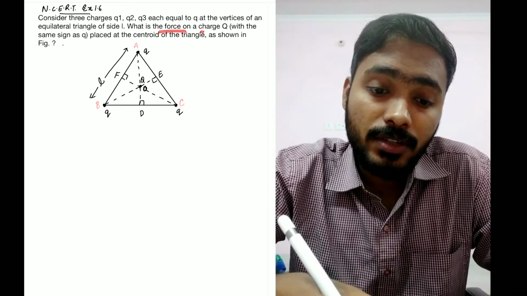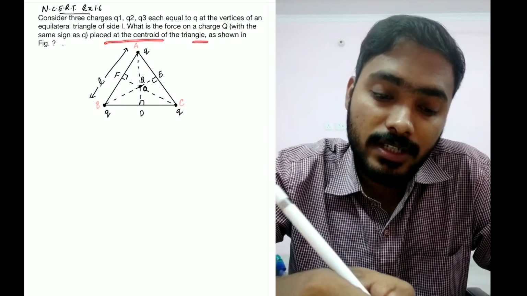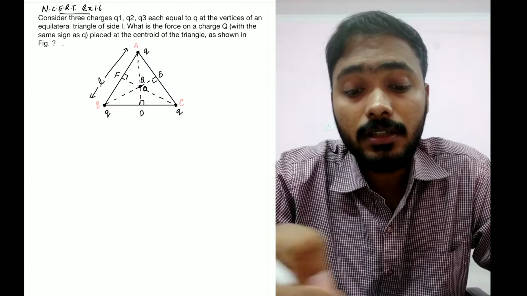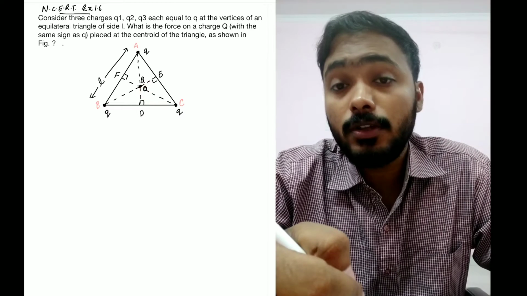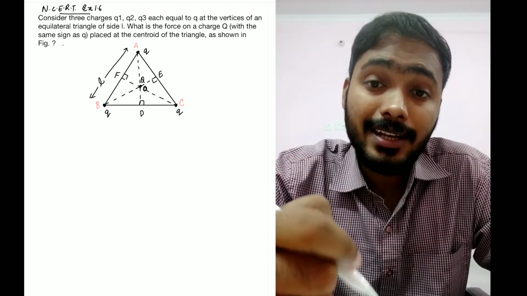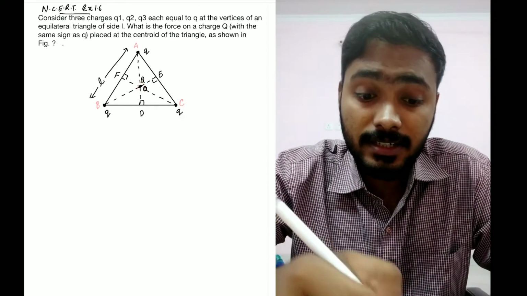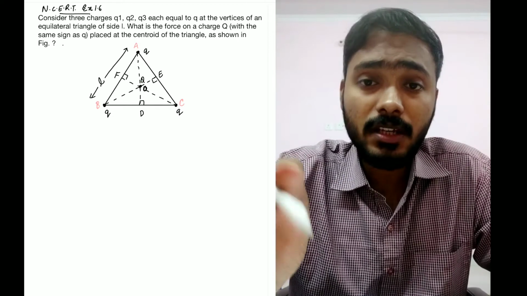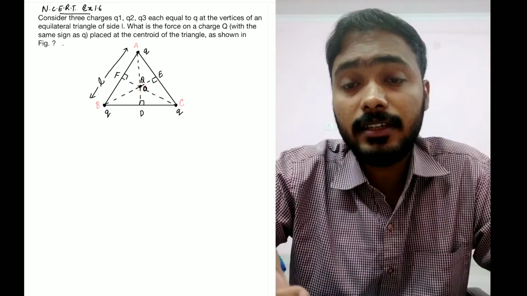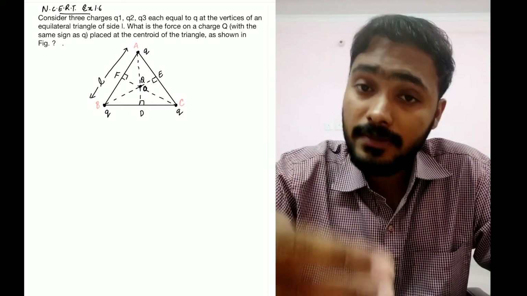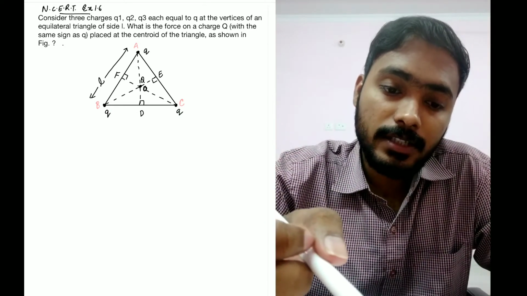What is the force on the charge Q, capital Q, with the same sign as q, placed at the centroid of the triangle? You can see this point is the centroid of this triangle, and there is a charge Q sitting there. I have named that point O. You're supposed to find the net force on this charge Q, which is sitting at the centroid of the triangle. I hope you got the question. It is asking us to find the net force acting here. So we are going to use Coulomb's law as well as the superposition principle. If you understood the question, let's try to solve this.